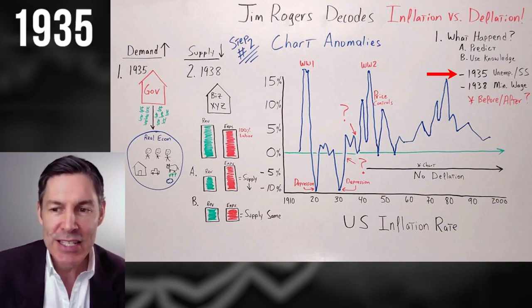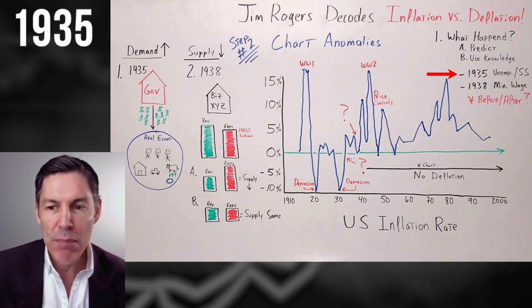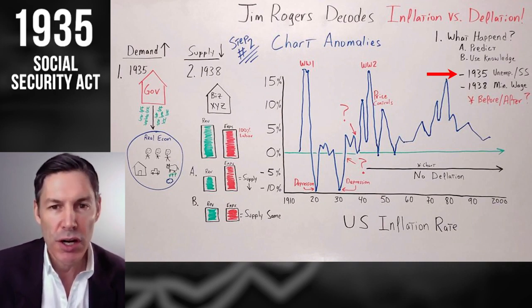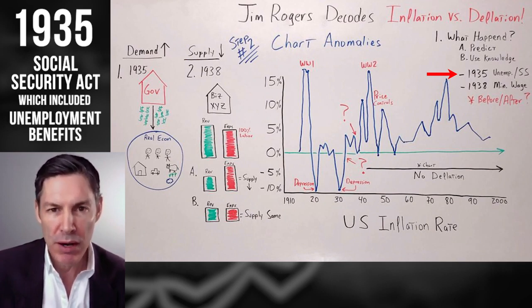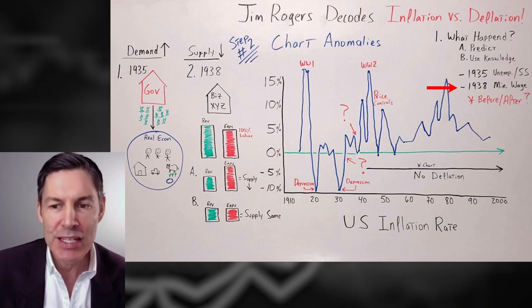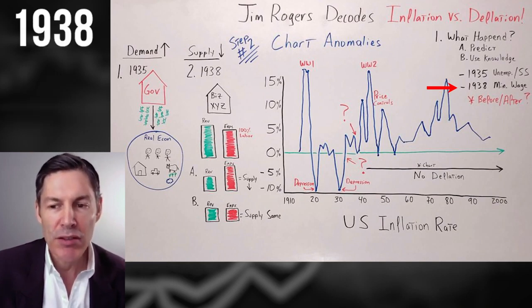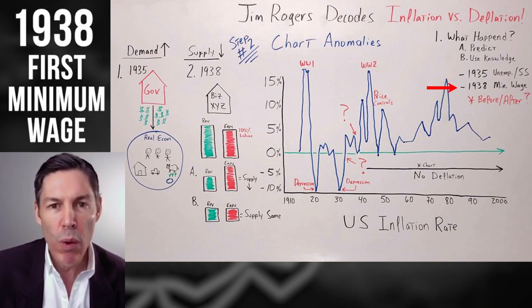Well, in 1935, they passed the Social Security Act, which included unemployment benefits. Also, in 1938, they passed the first minimum wage.